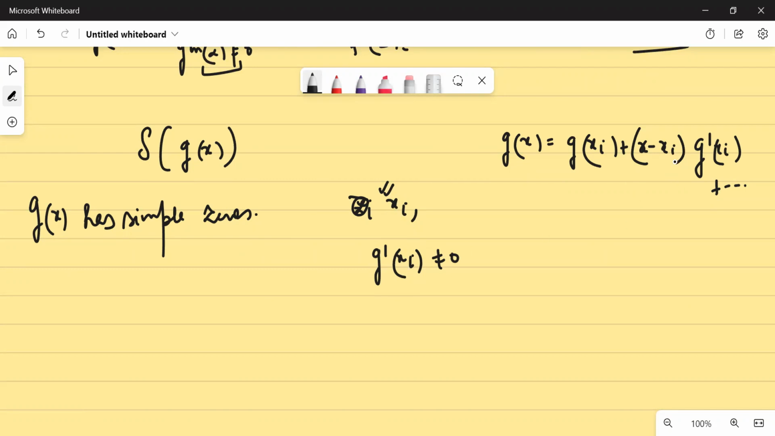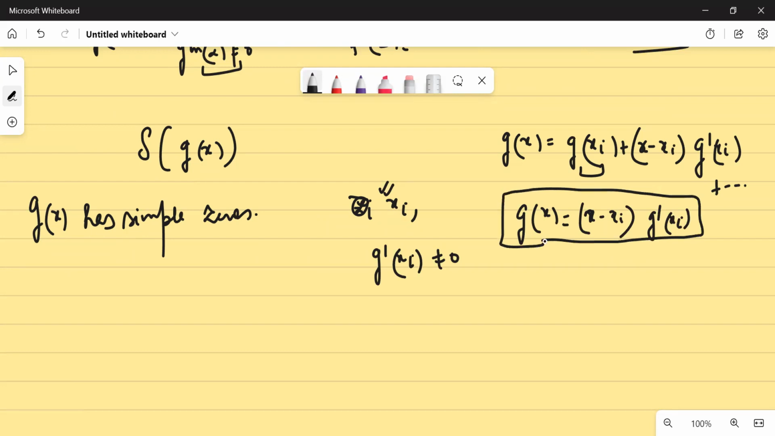And if I take the leading term only, since you can see that g(xi) would be 0, so g(x) would be equal to what? (x minus xi) g dash xi. So if I just take the leading term in the expansion, this will be the expansion. Is that clear to you? And if I have to write Dirac of g(x), it is equal to Dirac of (x minus xi) into g dash xi.